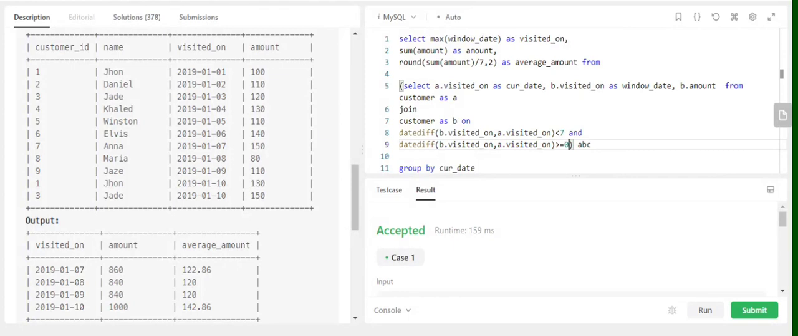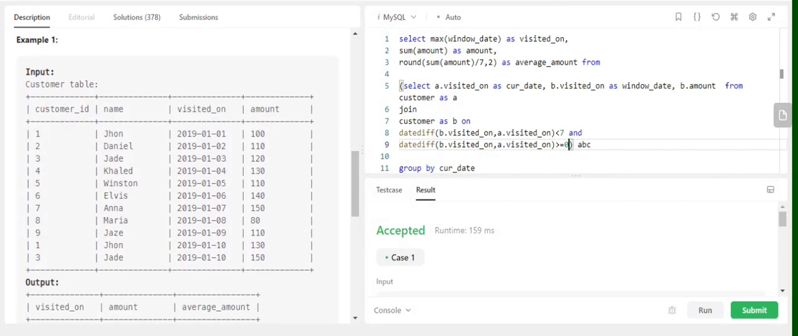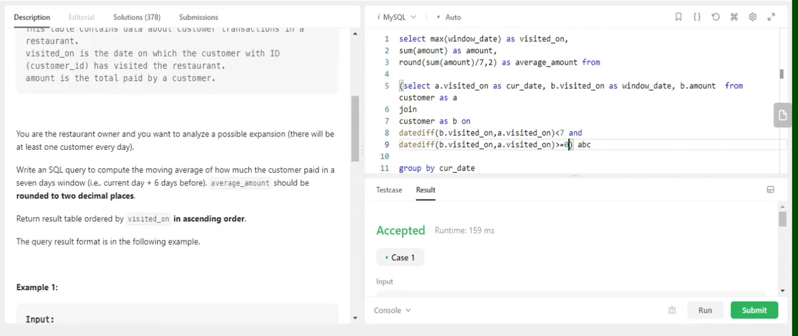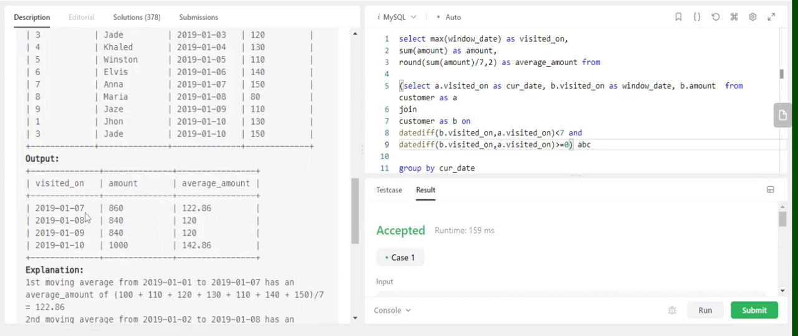For example, in this example, it is some restaurant table where the person name, the visit date and amount are present. Now in this particular query, write a SQL query to compute the moving average of how much the customer paid in a 7 days window. And this is the expected output.